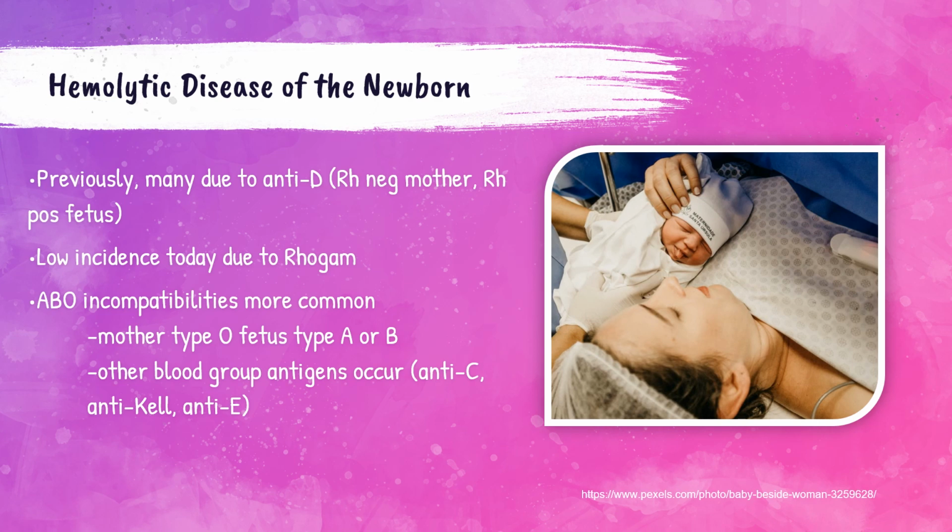Now, if she gets pregnant again with a fetus who is Kell-positive, the mother's anti-Kell antibody would attack the red cells of the fetus, causing a hemolytic anemia in the fetus. So this can occur with certain antigens, so Kell, big E antigen, and big C antigen, just as examples.